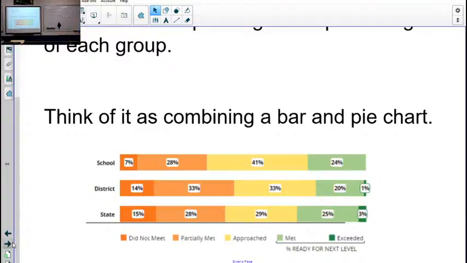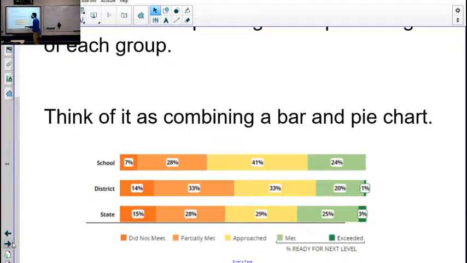So this is an idea. This is actually from probably 3 or 4 years ago, where our district was at. You'll see that they took the conditional distribution for just the school and said what percent met or exceeded, what percent were approaching, what percent partially met, what percent did not meet. That's in comparison to the entire district, what percent exceeded, what percent. And so they got these for each of the rows and then segmented out the bars for each of those different ones.